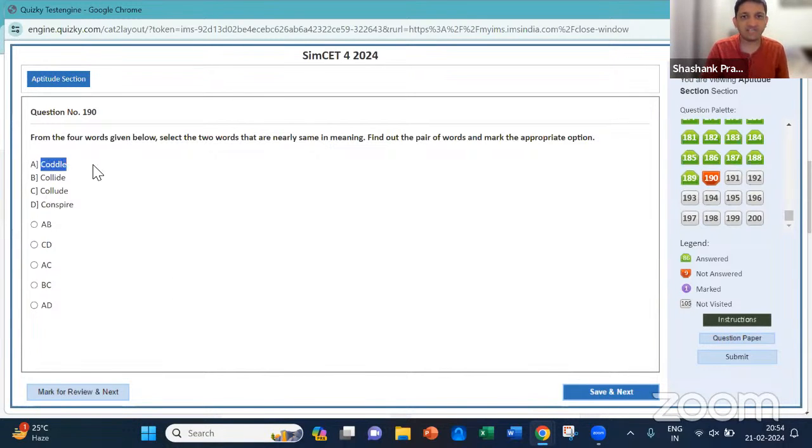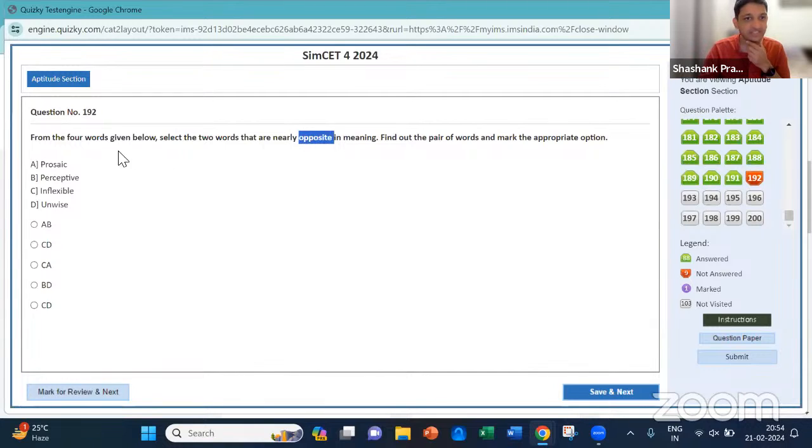Two words that are nearly same in meaning. Okay. Coddle. Coddle is to treat someone in a very nice manner. Collide is this. Collude is again come together, conspire. So collude and conspire. C and D, I think, should be that. Two words that are nearly similar in meaning. Yeah, okay. Banal, shrewd, taught, astute. B and D, I think. Shrewd and astute.